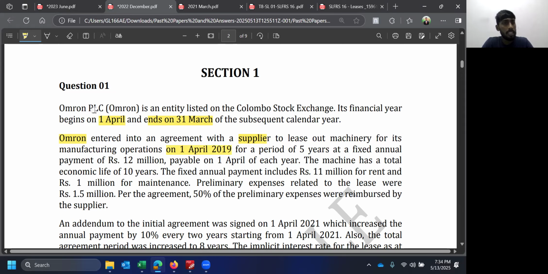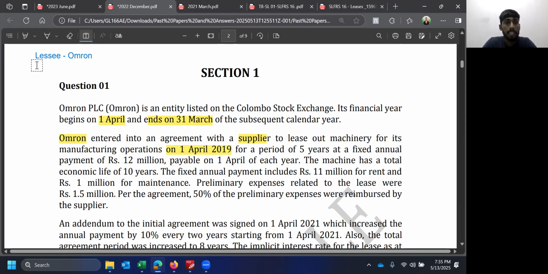So please tell me, who is the lessee here? Omron. Yes, Omron is the lessee. Why? From the supplier, Omron is the one who is taking. Therefore, the lessee is Omron. The lessor is the supplier. Clear? If you get this point wrong, then your entire answer will be wrong.